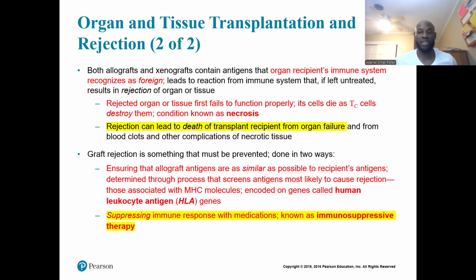A rejected organ will get attacked because the cytotoxic T cells will try to destroy it. And that can lead to necrosis, and it can lead to death because it can lead to organ failure. So this is prevented by trying to suppress the immune system, and also trying to make sure people are as compatible as possible.